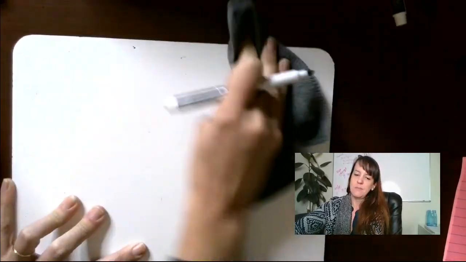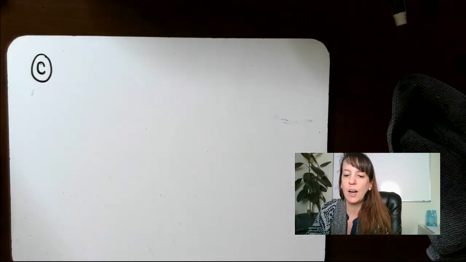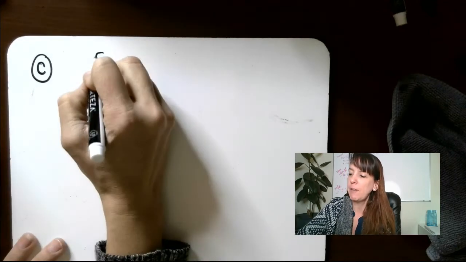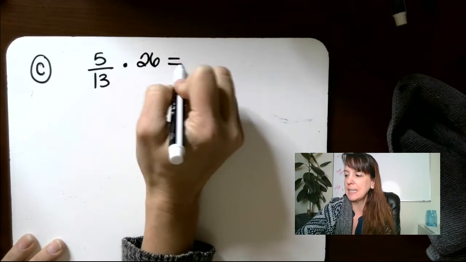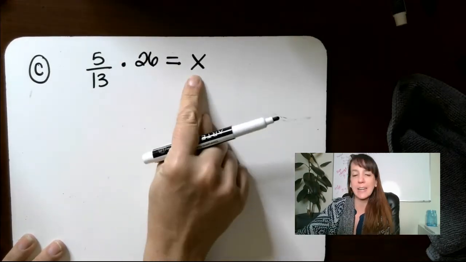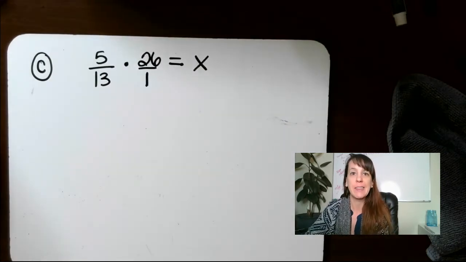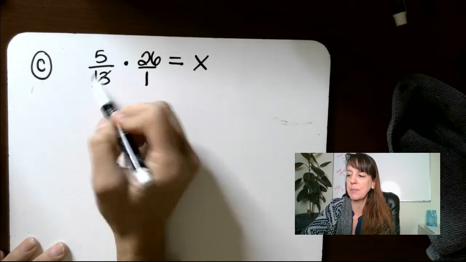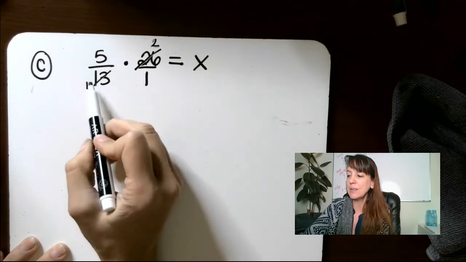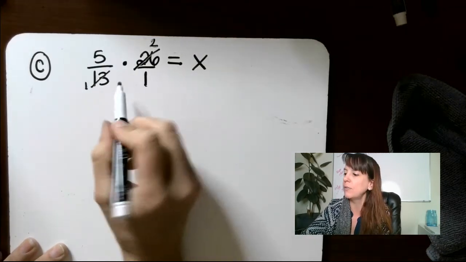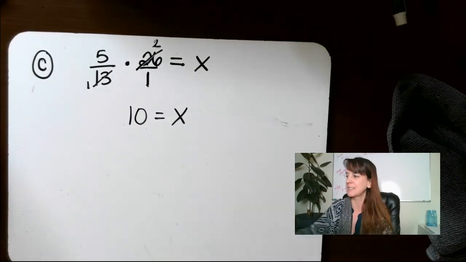All right. Let's see. 5/13 of 26 is what number? Okay, again, that X is already all by itself, so we just have to multiply straight across the top, straight across the bottom. Let's go ahead and put that over 1. In this case, I can cross cancel. If I divide 13 by 13, I get 1. If I divide 26 by 13, I get 2. So downstairs I have 1 times 1, which is just 1. Upstairs I have 5 times 2, which is 10. 10 equals X on those guys.